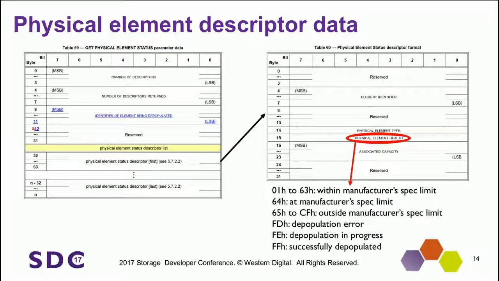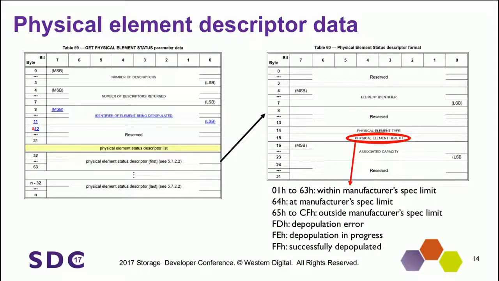Now, some manufacturers may choose to make that a scalar. Others might implement only a value of 1, just implementing everything within the limit as a single value. But it can be a scalar. At 64 hex, it's right at the manufacturer's spec limit. So if it got any worse, it would be considered bad. 65 through FE hex would be outside the manufacturer's spec limit. FF hex would be a depopulation error.